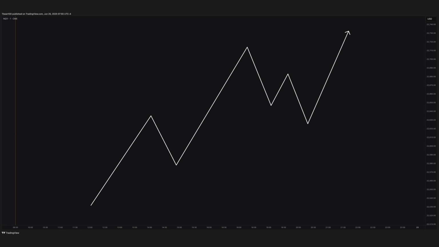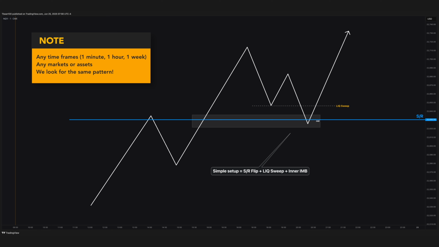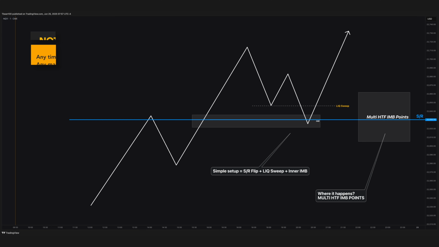This is one of the most common patterns that I love to check out regardless of time frames or assets: looking for a possible SR flip point, looking for a possible inner liquidity sweep, and looking for an inner imbalance. Extremely simple combo for my trades. And if this happens in the multi-time frame imbalance locations, it is even more amazing. You see, it is not that complicated actually.